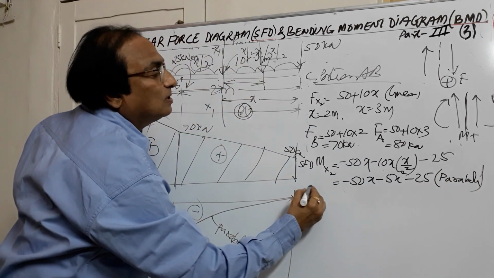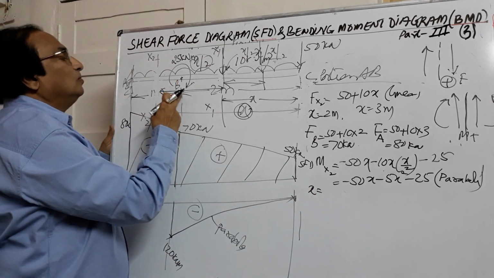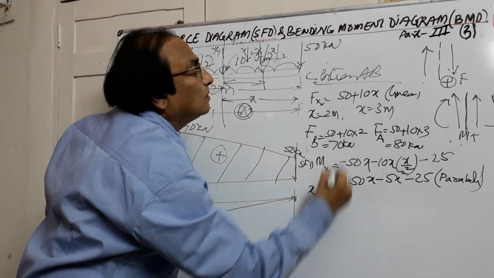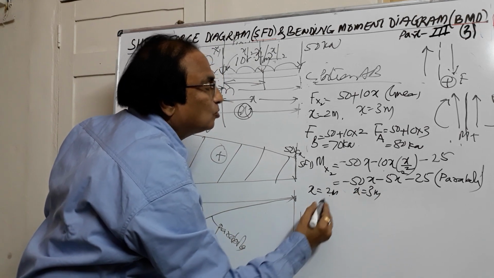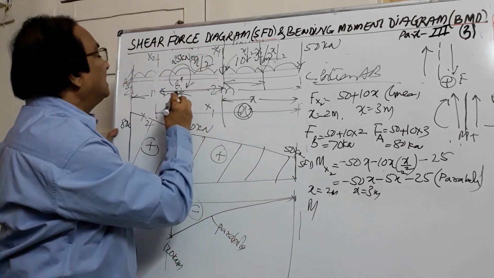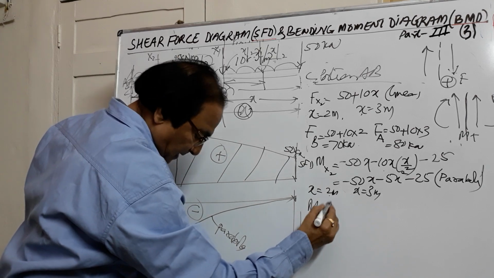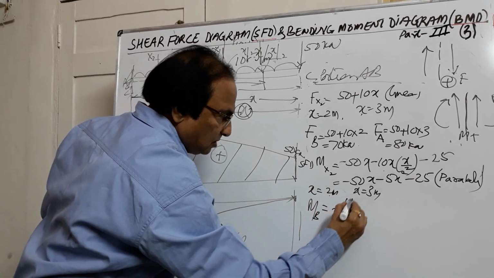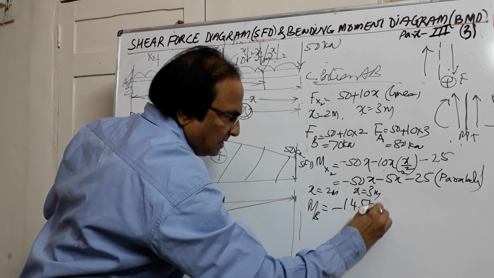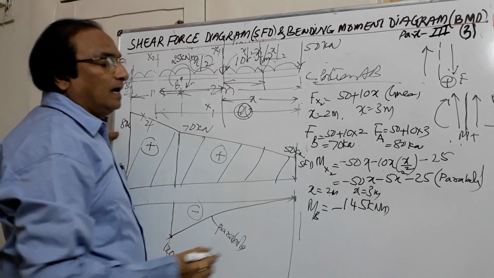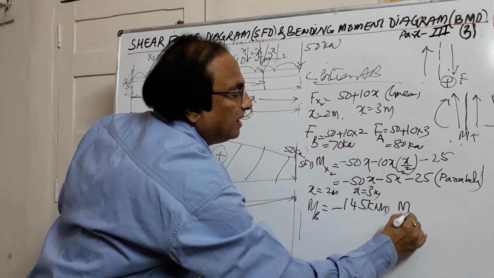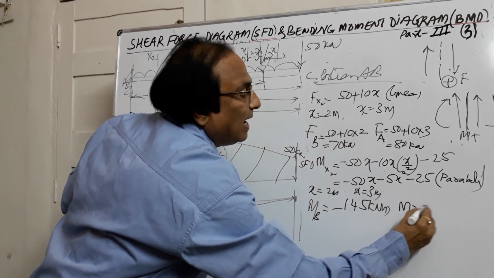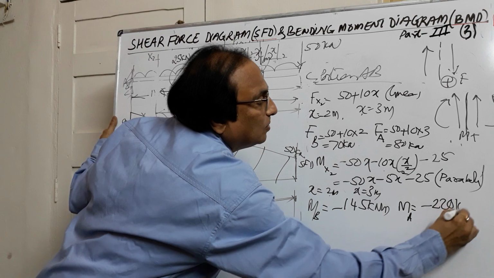So let us substitute the limits of x. X is equal to 2 meters, x is equal to 3 meters. If you substitute x is equal to 2 meters, you get the bending moment at B. And this bending moment at B will be equal to minus 145 kilonewton meter. And when x is equal to 3 meters, moment at A, this will be equal to minus 220 kilonewton meter.